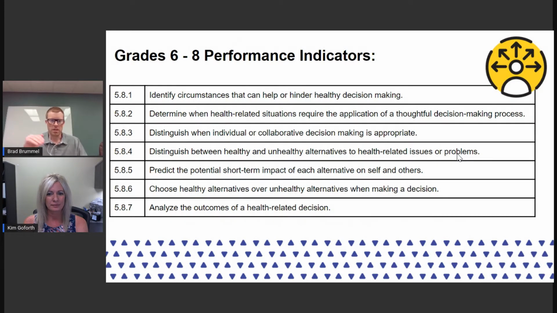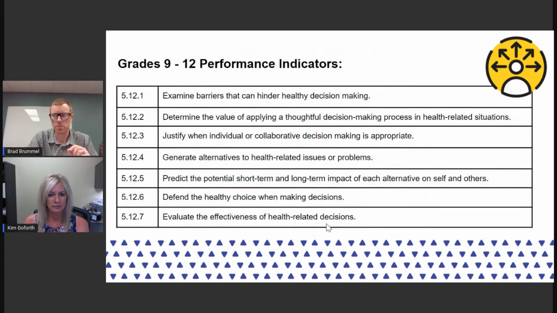As we dive a little deeper into the performance indicators, I just wanted to highlight a couple of the verbs and how they differ from middle school to high school. The first thing I'd like to notice is on 5.8.1, you can notice the verb identify. And then on the third indicator, you can see distinguish. And then on indicator 6, you can see choose. And so those are the 3 verbs I want to highlight.